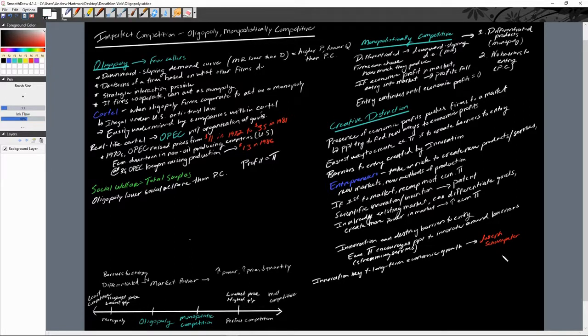He called this idea of entrepreneurs destroying barriers to entry or creating new barriers to entry creative destruction, right? Essentially exposing inefficiencies that were not there before. And the essential catalyst to creating creative destruction is the search for economic profits. Again, not accounting profits, economic profits, right?